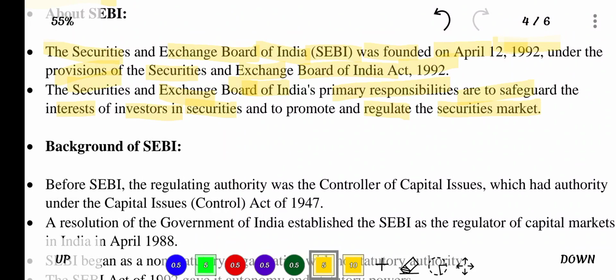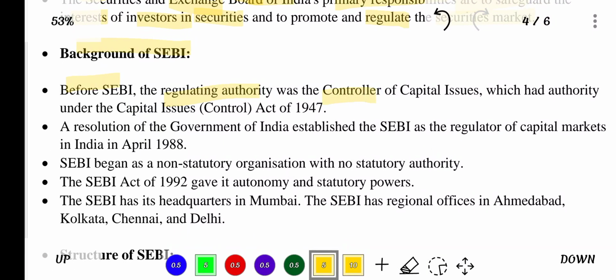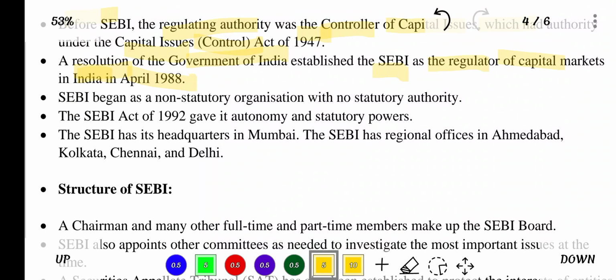So, background of SEBI. Before SEBI, the regulating authority was the Controller of Capital Issues, which had the authority under the Capital Issues Control Act of 1947. A resolution of the Government of India established the SEBI as the regulator of capital markets in India in April 1988. SEBI began as a non-statutory organization with no statutory authority. The SEBI Act of 1992 gave it autonomy and statutory powers.